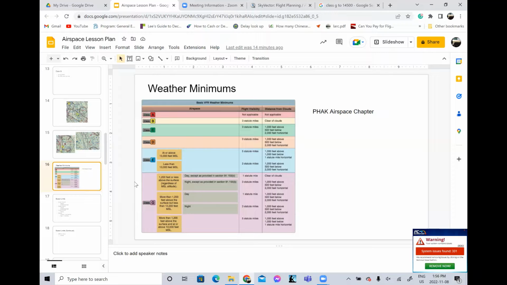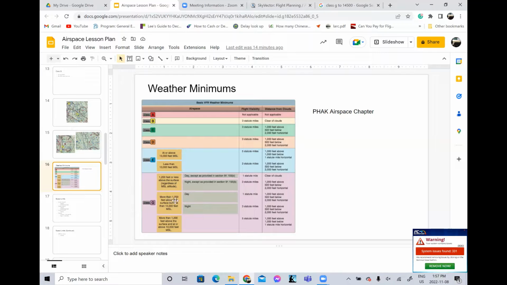So let's talk about if you're in class Golf and you're below 1,200 feet AGL, and this is regardless of MSL altitude. During the day, you only need 1 mile visibility and just stay clear of clouds. But at night, the 3-1-5-2 rule kicks in.